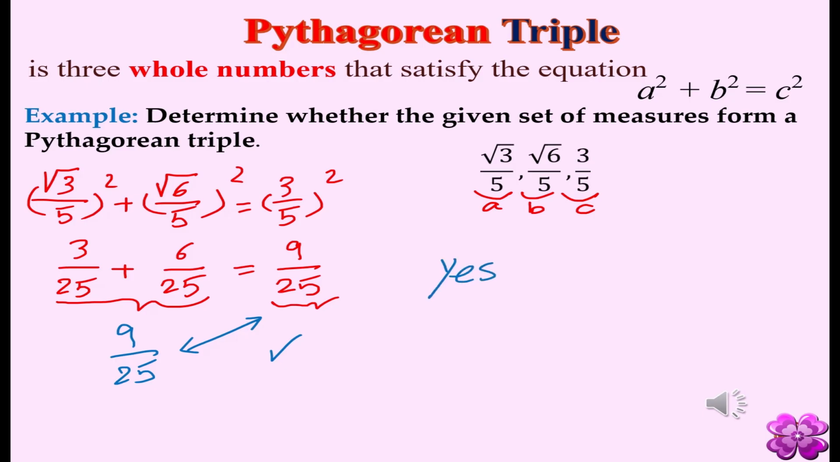But the answer is not yes. The answer is no. Why? Because we had two conditions: satisfy the equation, and A, B, C being whole numbers. While root 3 over 5 and root 6 over 5 are not whole numbers. So as a result, these three numbers can just form a right angle triangle, but they are not a Pythagorean triple. So the answer is no.